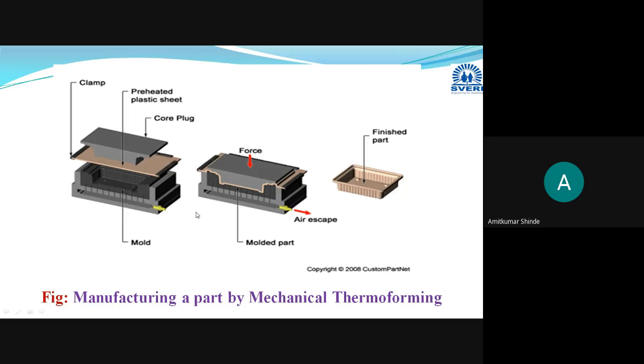plunger and this mold. And at the bottom side, one outlet is provided so that whichever air is there can escape from that mold. When you apply the sudden force, some air may be there, and that air will get a way to escape from this outlet. This is the air escape. In this way, the final product is obtained with the help of this mechanical thermoforming.